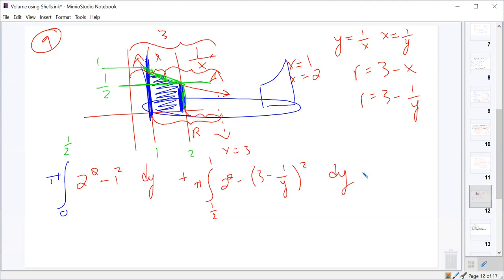Is that the part you're having an issue with setting up, or should we continue from there? Yeah, it was the setting up part, because I did it from 0 to 1 initially, based on what we were doing before, and I was like, wait, this doesn't make sense. Right. Why is it 2? Why is it 4 minus 1 dy? Yeah. So now hopefully it makes sense. The inner radius changes as we go. Everybody good with that? All right.